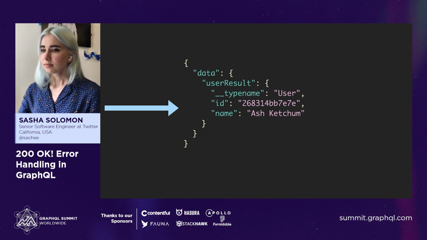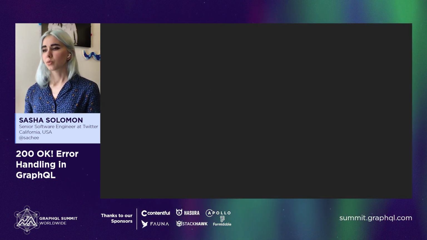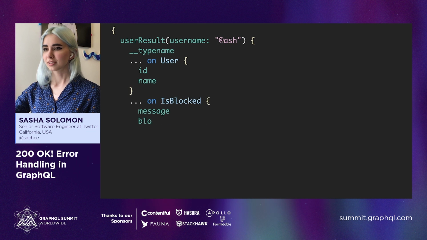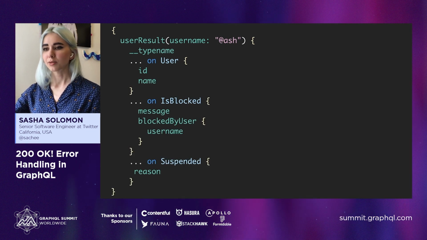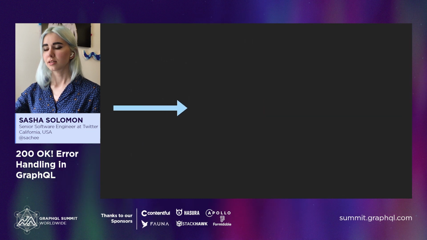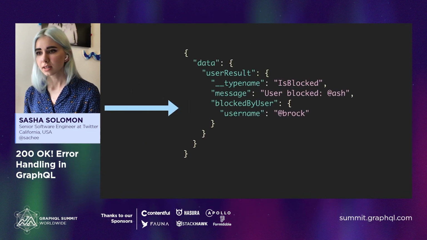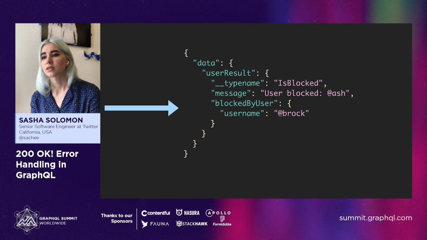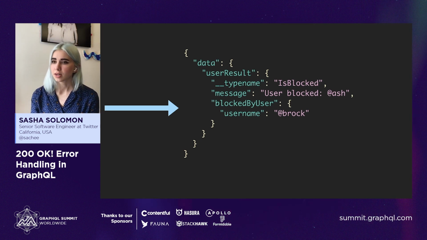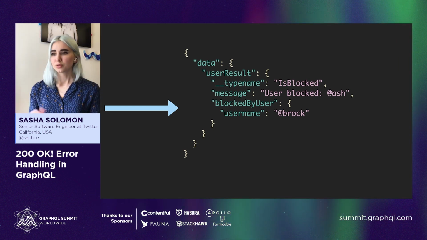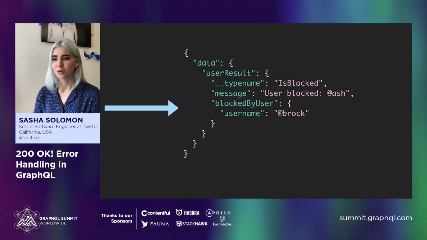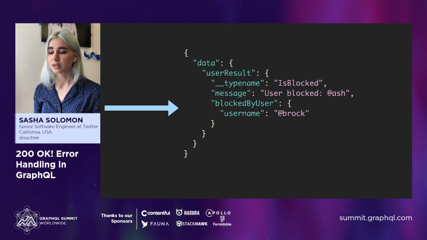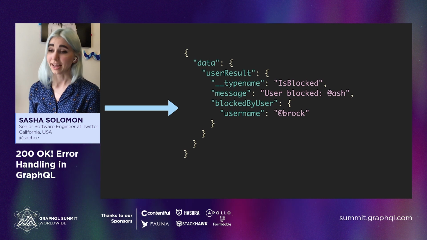So that's pretty sweet. So let's take a look at what happens when we get something back that we maybe didn't want, not a user in this case. So I'll run that same query and we'll get something like this back. In this case, the query is exactly the same, but instead this user was actually blocked. So we can see that here in the type name is blocked. And then we see the message is user blocked at Ash. Okay, looks like Brock and Ash are maybe having a little fight or something. And then we actually also queried for blocked by user, and we can see that Brock has blocked Ash.